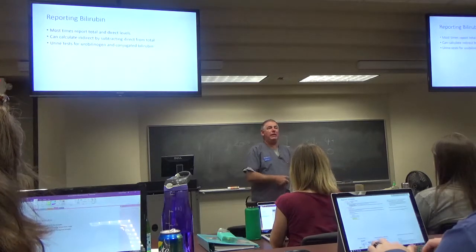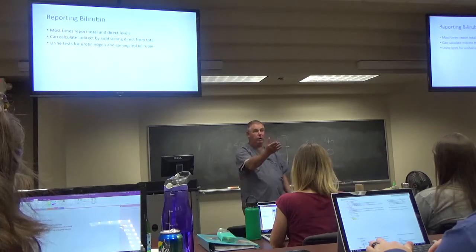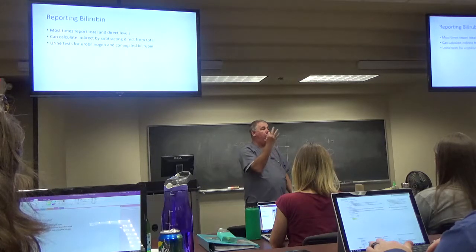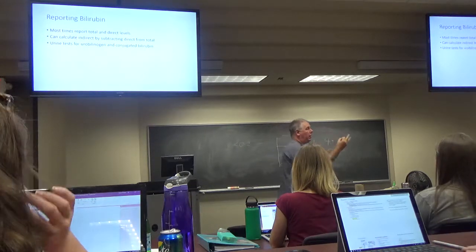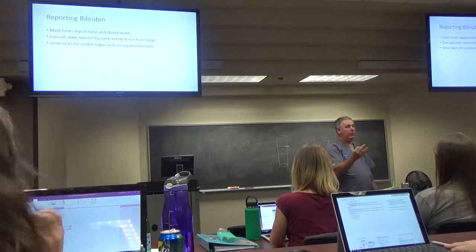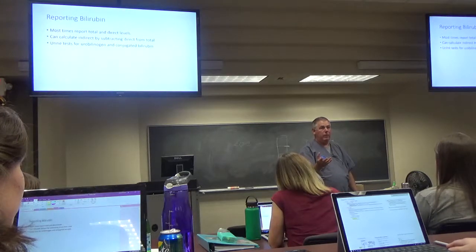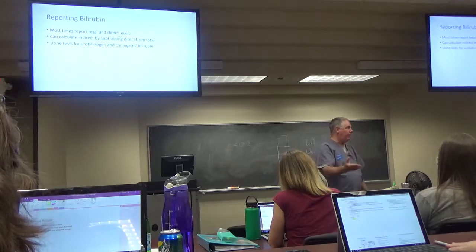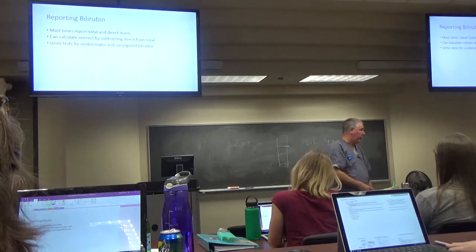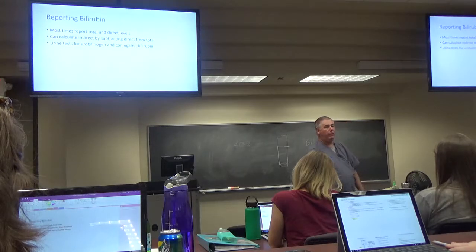Now, on a CMP, those who ordered a CMP today, you don't get all three. You don't get total, unconjugated, conjugated. You're only going to get total and one of the others. All you do is subtract that from the total, and that will give you the other. They don't bother giving you all three.